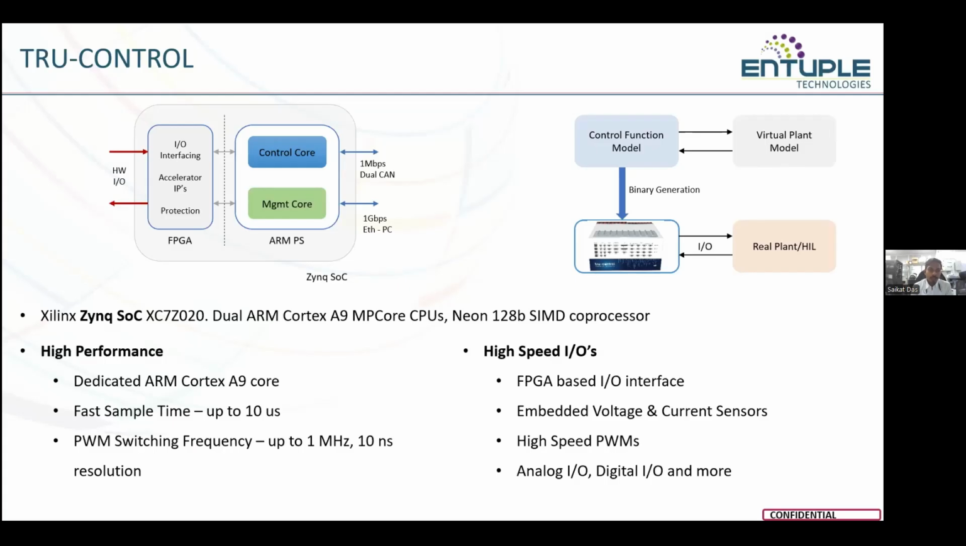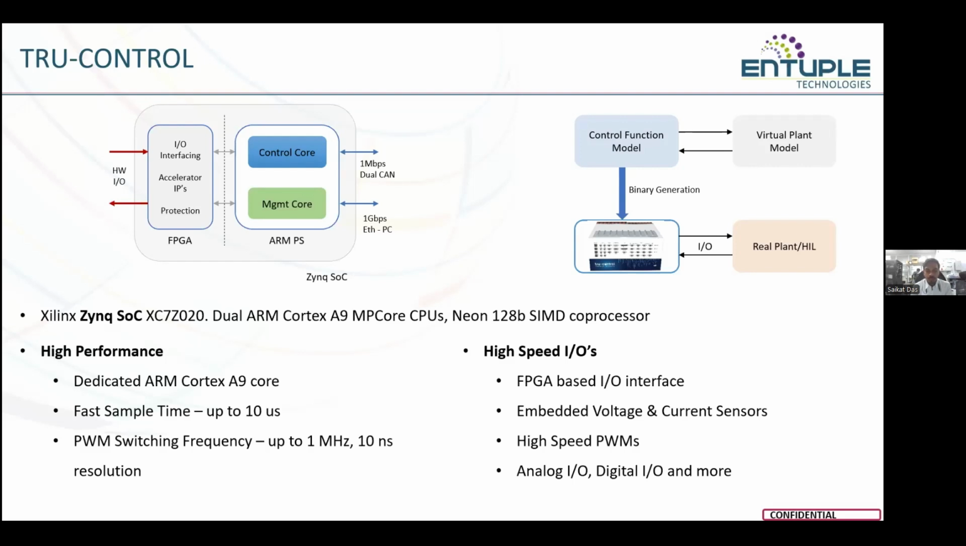The fastest control logic sample time can go up to 10 microseconds, or you can say loop time. And for the PWM switching frequency, we are also using the FPGA to generate it. So up to 1 megahertz switching frequency you can generate from our controller, with 10 nanosecond resolution.